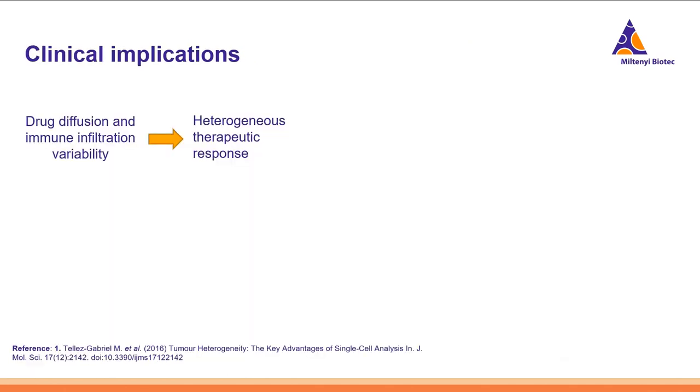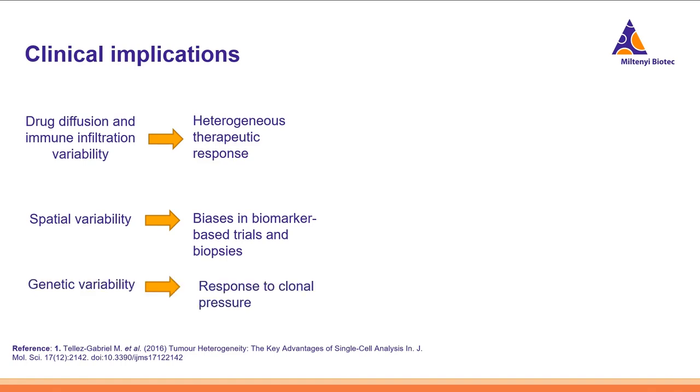So we can also look at the clinical implications and summarize it as follows. The different drug diffusion and immune infiltration in different areas of the cancer can lead to heterogeneous therapeutic response. In addition, the spatial variability can create biases when we perform biomarker-based trials and also when we study biopsies. Finally, the genetic variability of the cancer can lead to different responses to clonal pressures, going to enhance the population that is actually not affected by the treatment.